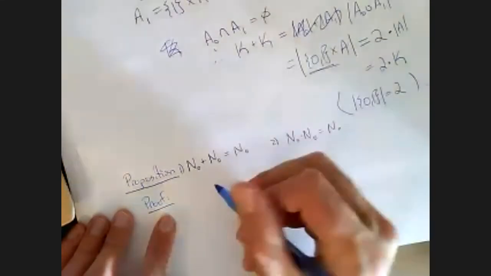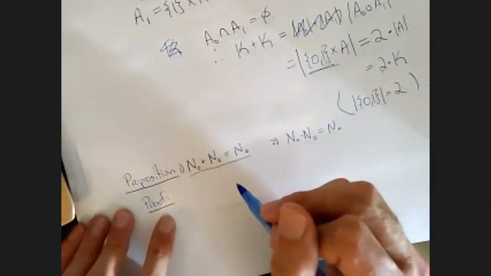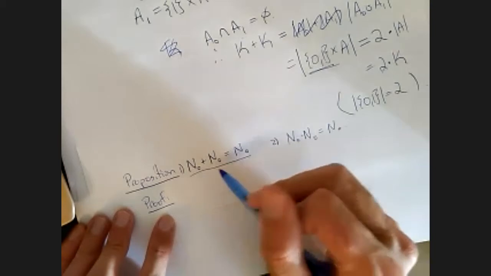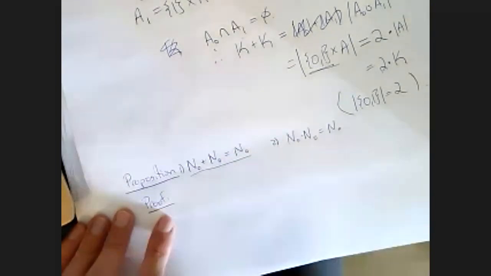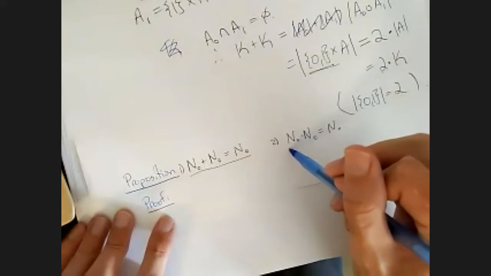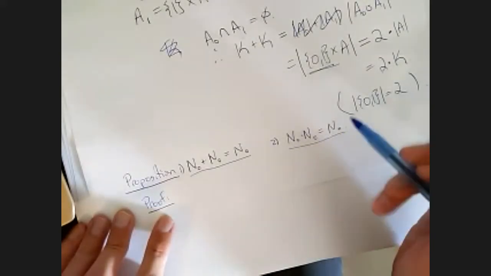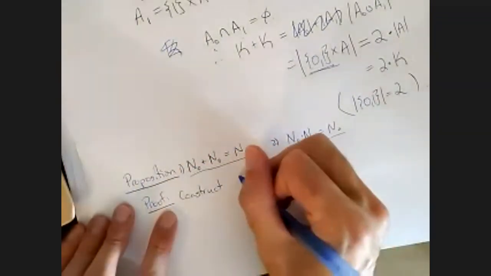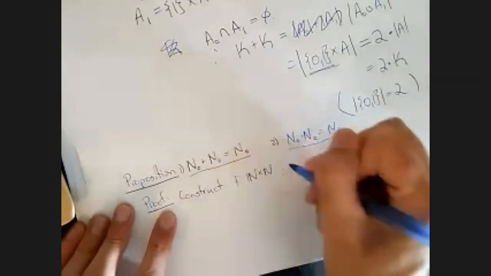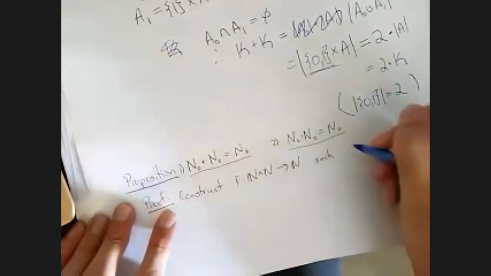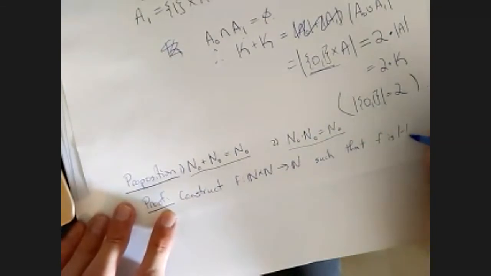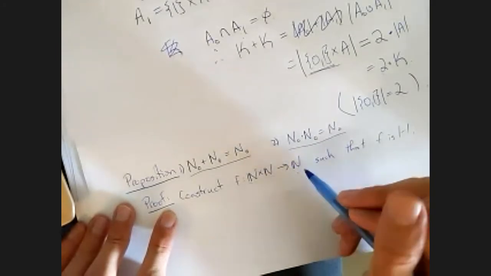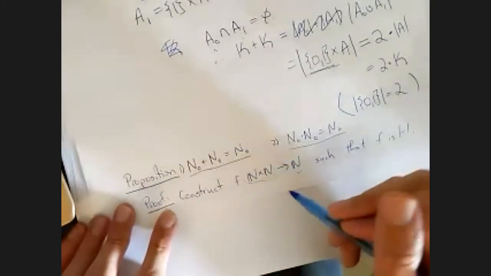The proof for this one is basically the same as the proof that the integers have the same cardinality as the natural numbers. Let's construct f from N cross N to N such that f is one-to-one. If we do that, that will show that the cardinality of N times N is less than or equal to the cardinality of N. And it's clear that the cardinality of N is less than or equal to this cardinality. So we'll be done.